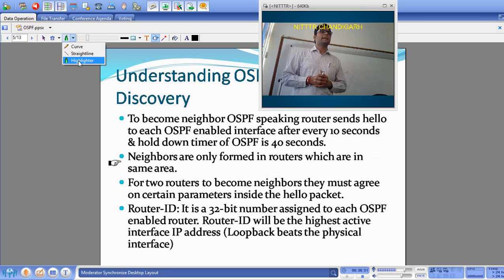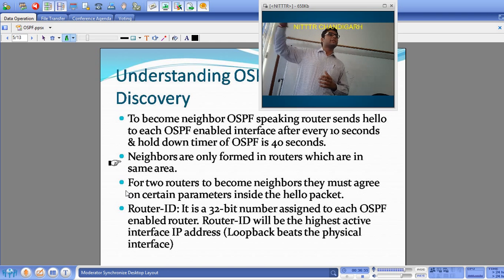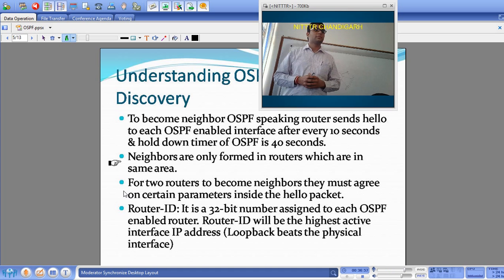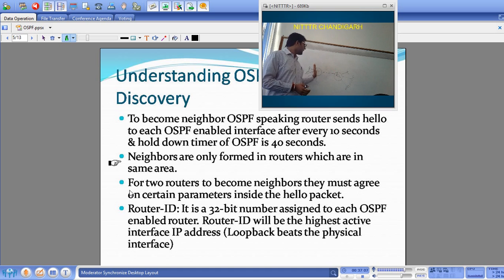अपने ही कॉलोनी के या अपने ही ब्लॉक के लोगों को जानते हैं। We don't know the people from the outside areas. So same is the case with the routers. Routers within the same area will become neighbors. Let's say I have these two in different areas. This is in area 10, this is in area 20. They won't become neighbors because they are in different areas.